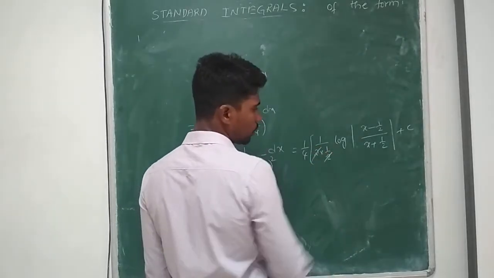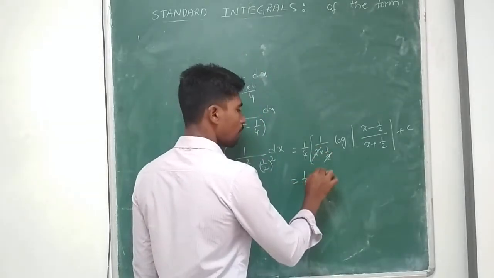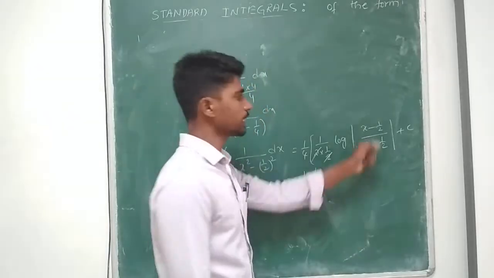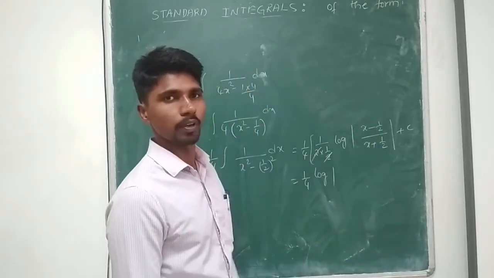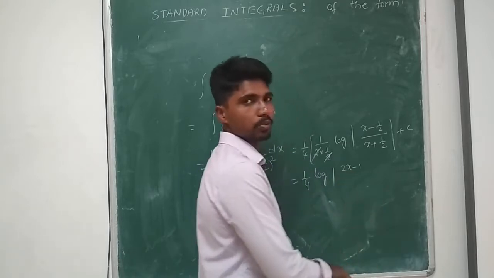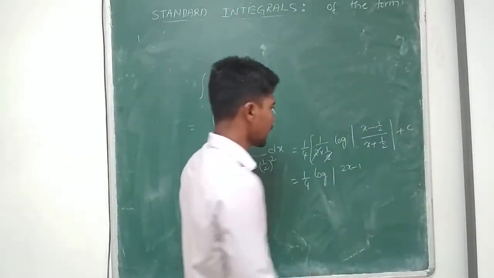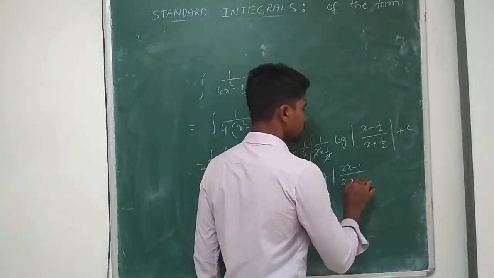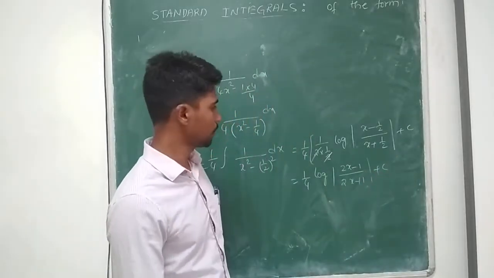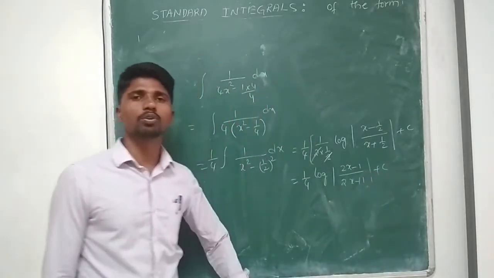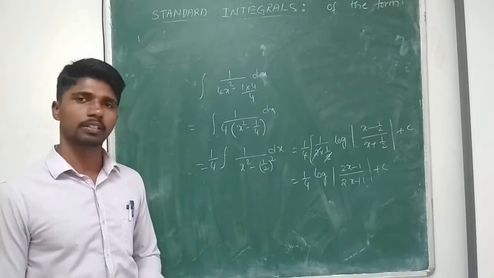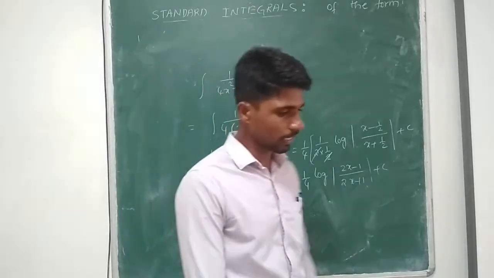So here 2 and 2 get cancelled. I get the answer 1 by 4 log modulus. This can be simplified by taking LCM as 2, so I get 2x minus 1 by 2, 2x plus 1 by 2. So 2 and 2 get cancelled. So I get the answer 2x minus 1 by 2x plus 1 plus a constant c. Okay. Now we go to the problems. We go to the exercise and we can do a number of problems. Definitely we get clarity in this particular exercise.